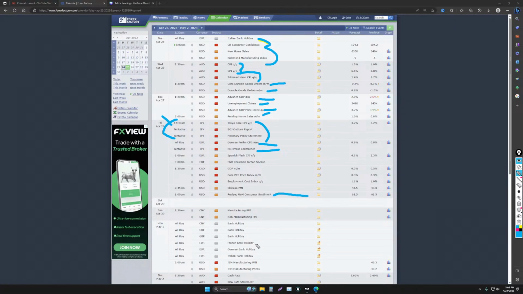Consumer sentiment on Friday. Yeah, Friday's gonna be a big day. Maybe Thursday too, really. But actually, Wednesday, Thursday, and Friday all have some pretty good news events. So we definitely got some things to look forward to.